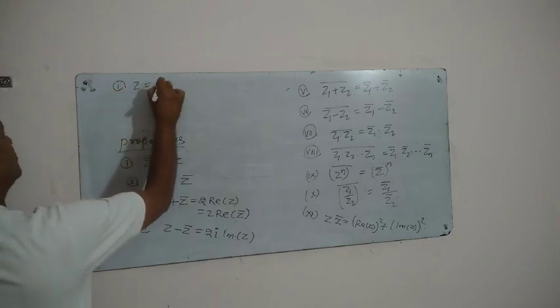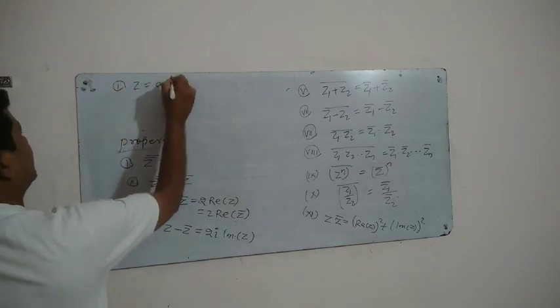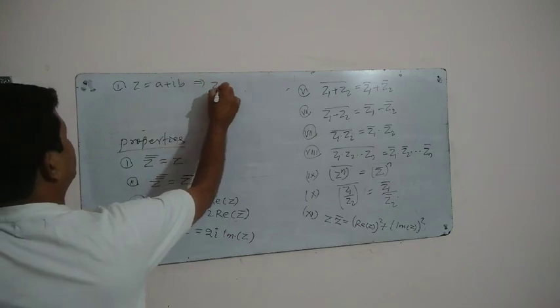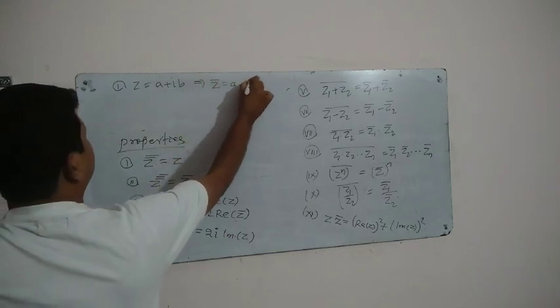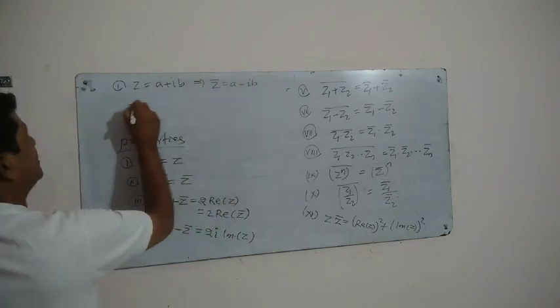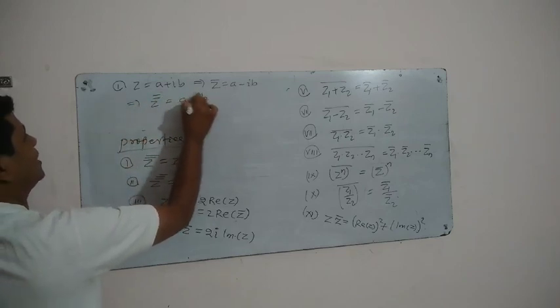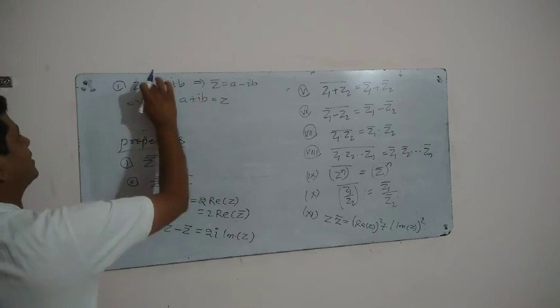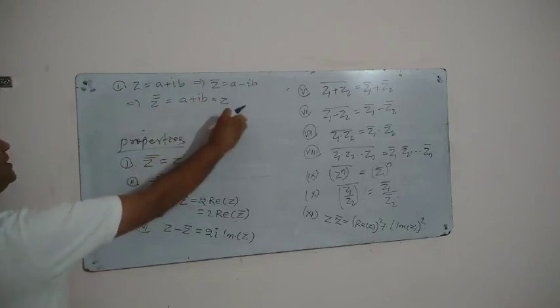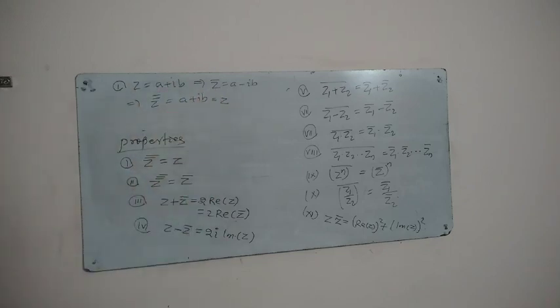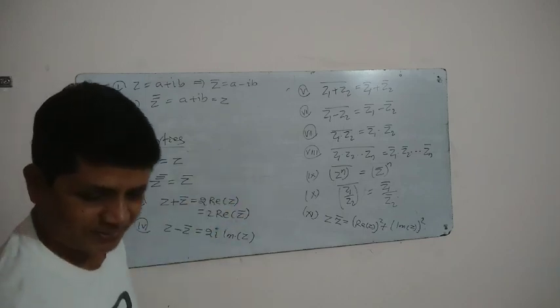Z is equal to a plus ib. Z conjugate is a minus ib. Its double conjugate is a plus ib. So look, these two are equal. Z double bar is equal to Z. Right? Similarly, come to the proof of the fifth property.